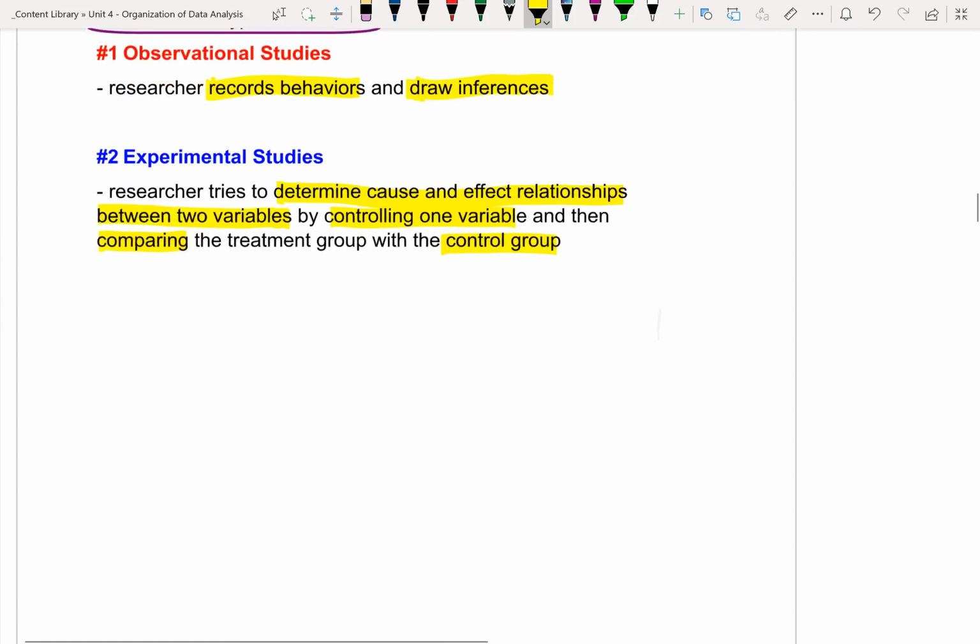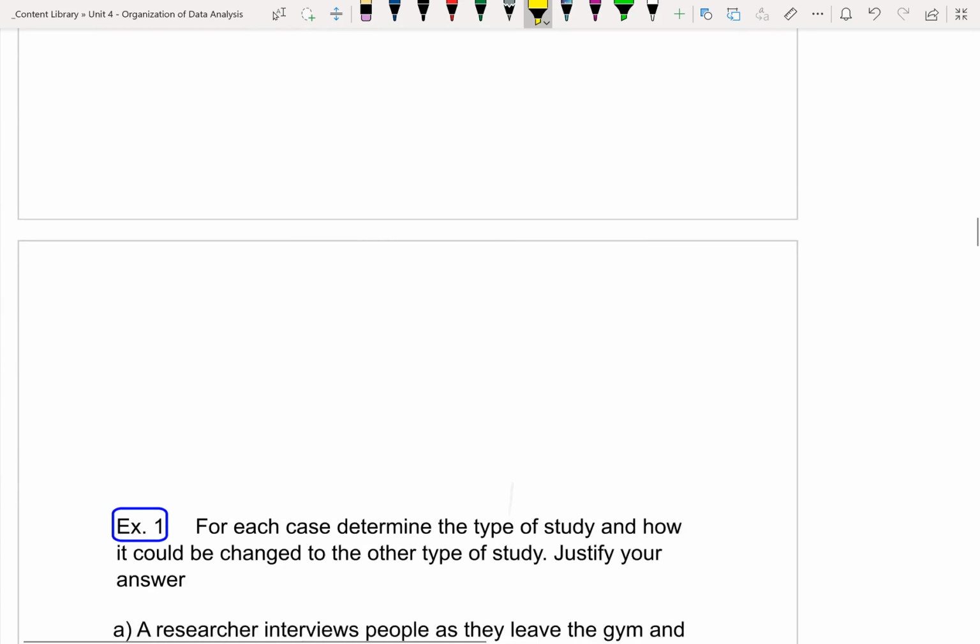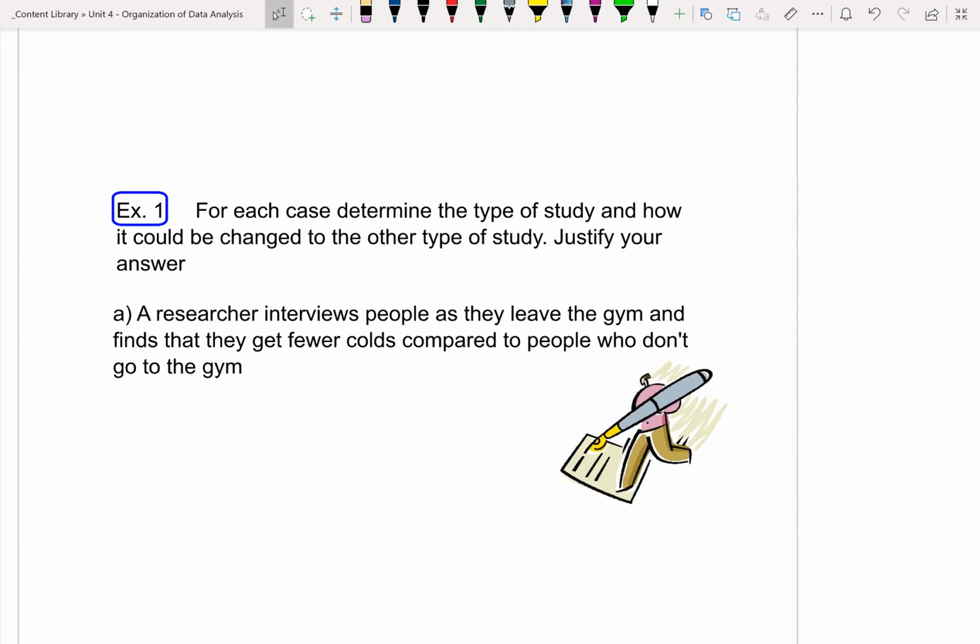So to compare the two, if we were to look at two examples, the first example: a researcher interviews people as they leave the gym and finds that they get fewer colds compared to people who do not go to the gym. So we want to determine what type of study this is and then change it to the other type of study. So this would be observational.